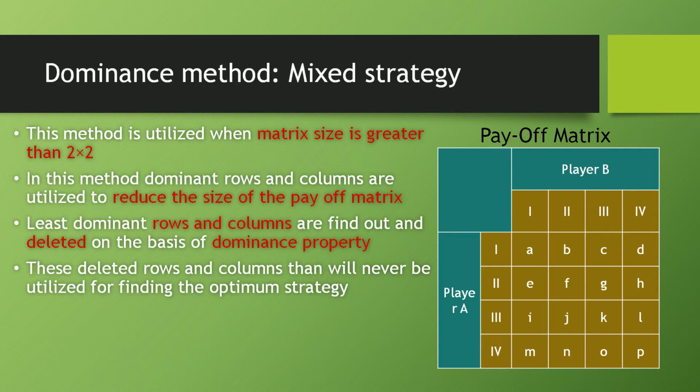In this method, dominant rows and columns are utilized to reduce the size of the payoff matrix, which is given here on the right side. Least dominant rows and columns are found out and deleted on the basis of the dominance property. What is dominance property? That we will study. These deleted rows and columns will never be utilized for finding the optimum strategy.